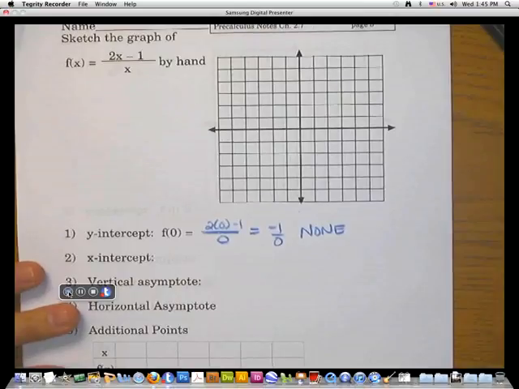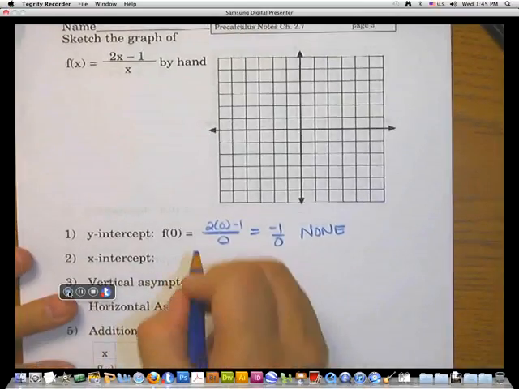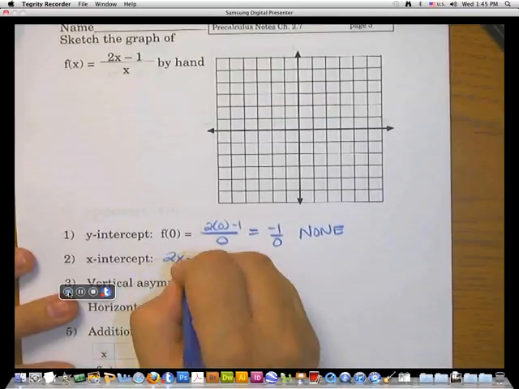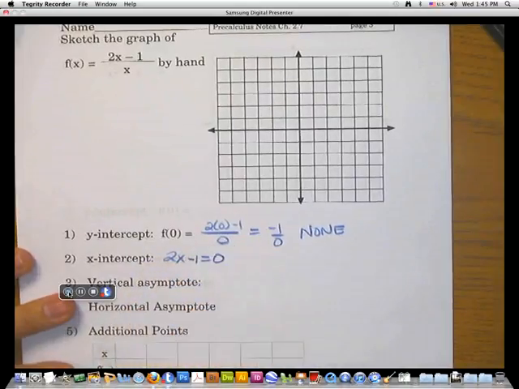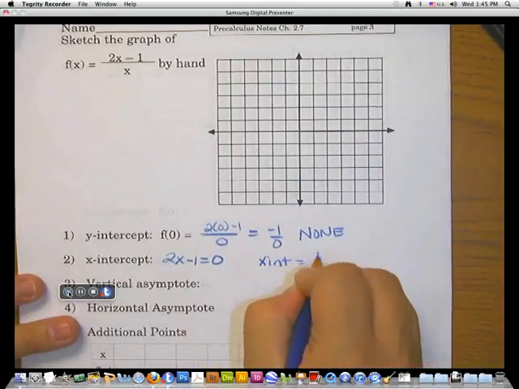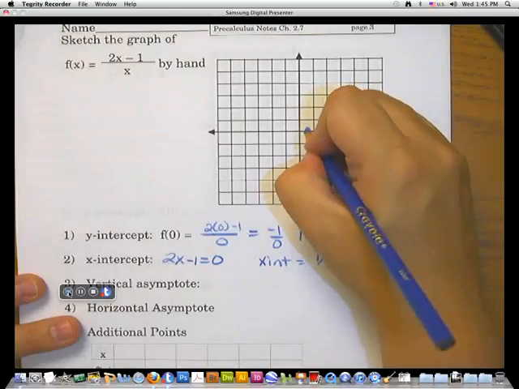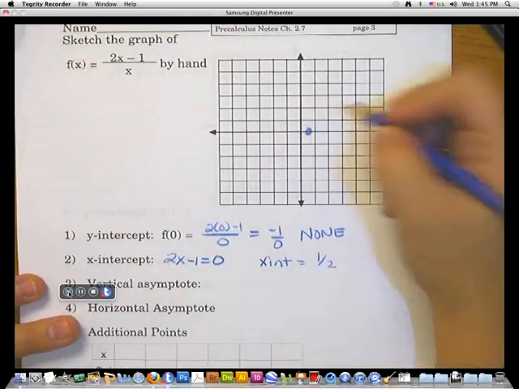The x-intercept is when the numerator is equal to 0. So we're going to find the x-intercept to be 1/2. So right about there.